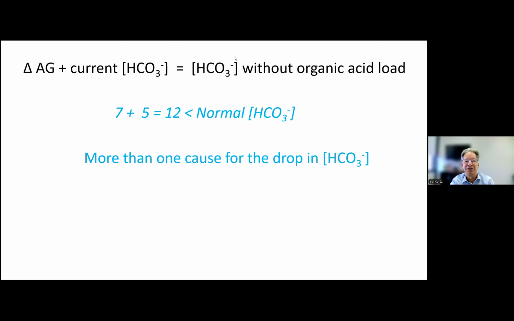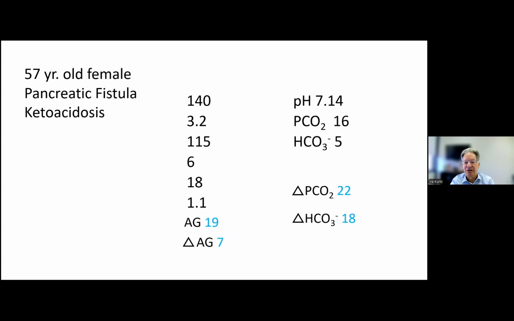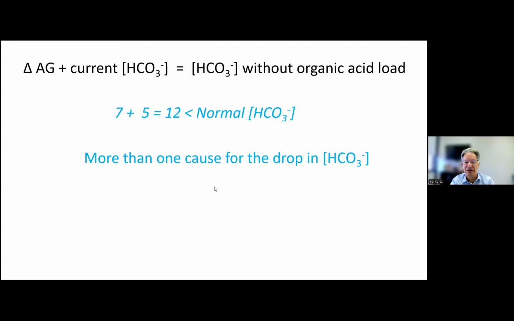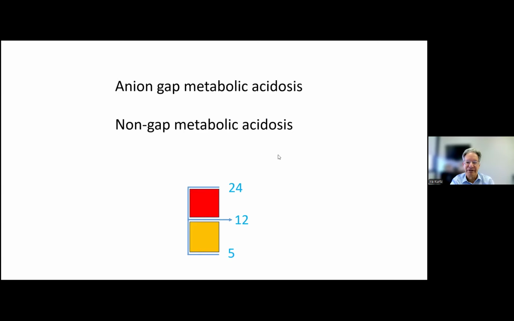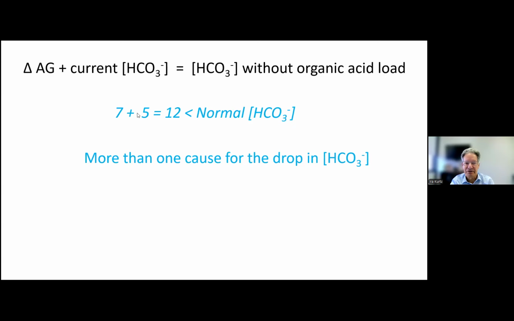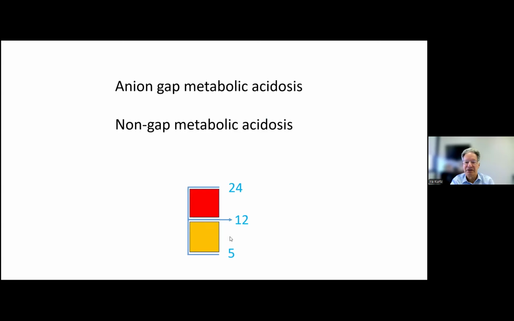But given all those caveats, this tells you that the anion gap metabolic acidosis cannot account for the fall in the bicarbonate. The bicarbonate should only have fallen by 7. It should not have fallen by 18. So this tells you that there must be another cause for the fall in the bicarbonate concentration. So we can think of it this way, starting at 24, we should only have fallen by the amount that I showed here. And instead, we have this additional fall that the anion gap metabolic acidosis cannot account for.